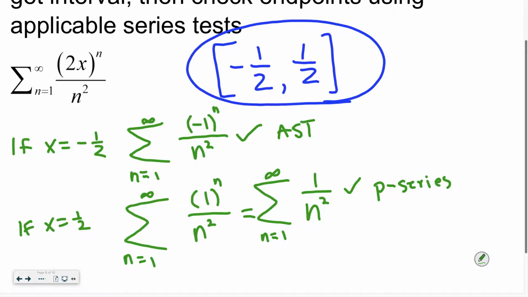Questions? Seems pretty simple. It's not so bad, is it? You just use the ratio test, and then if you get an actual number that isn't 0 or infinity.